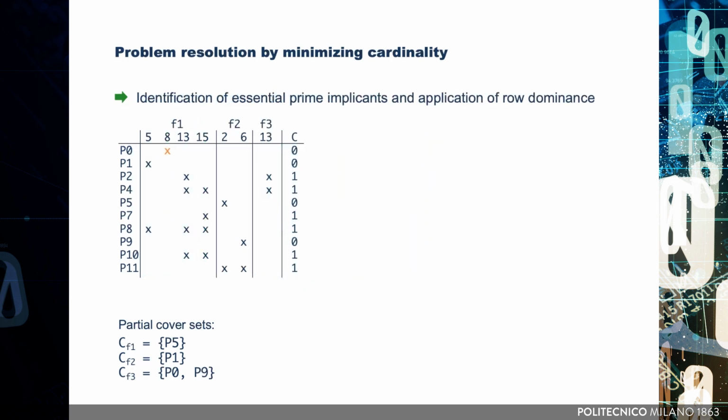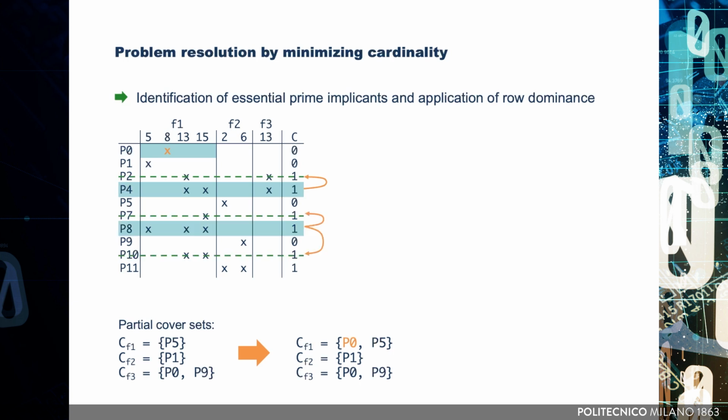We can now identify a secondary essential prime implicant for F1. Minterm 8 is covered only by P0. We update the cover set for F1 by adding P0. Next, we apply row dominance. P4 dominates P2, and P8 dominates both P7 and P10. We remove all dominated rows from the table.